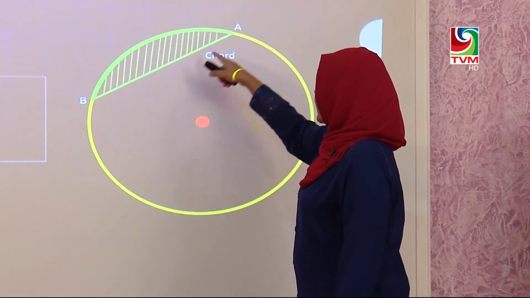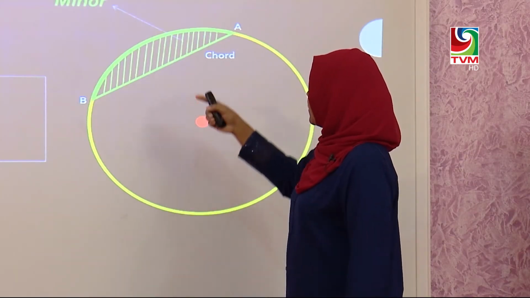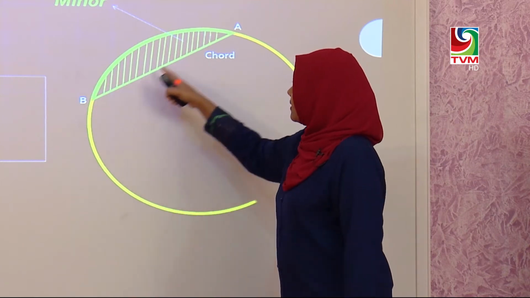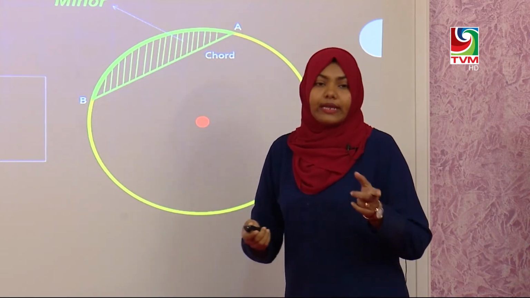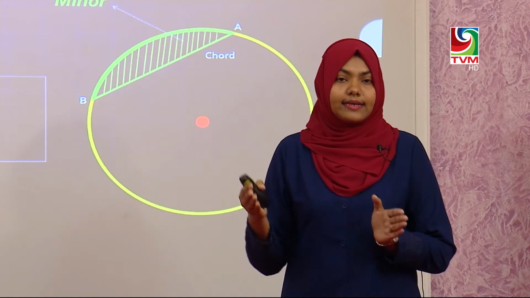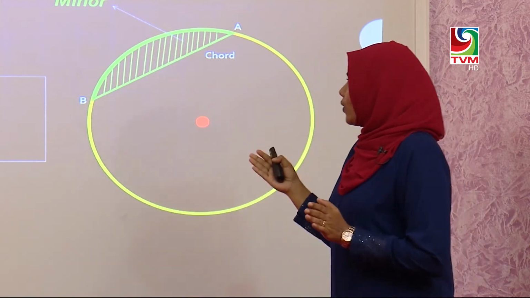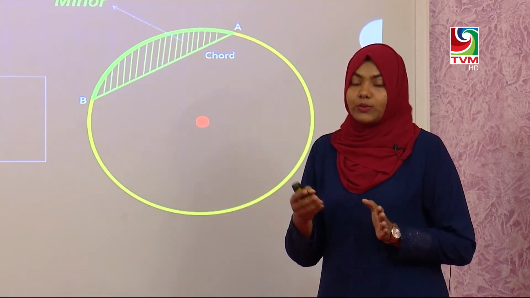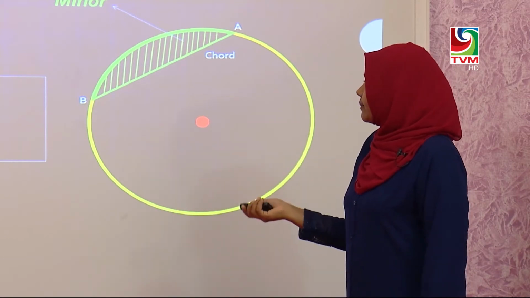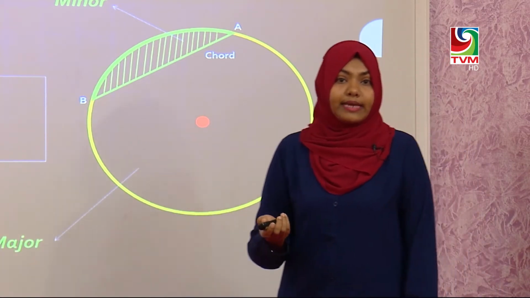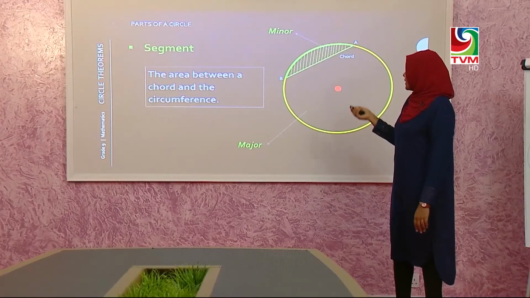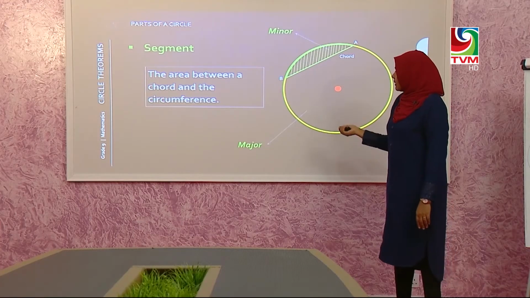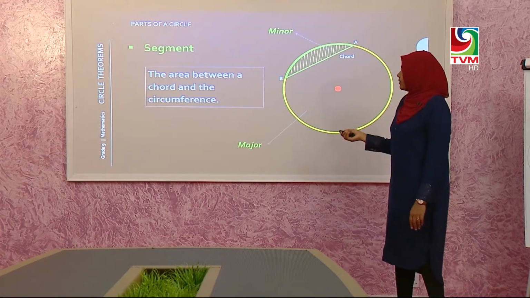From here you can see the chord AB is given here. When you draw a chord in the circle, it will always form 2 segments, which means there will be a minor segment and a major segment. So, from the diagram you can see the minor and major segment.